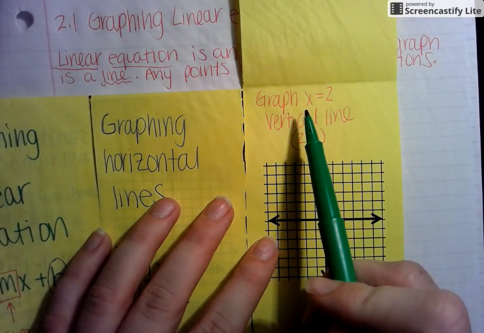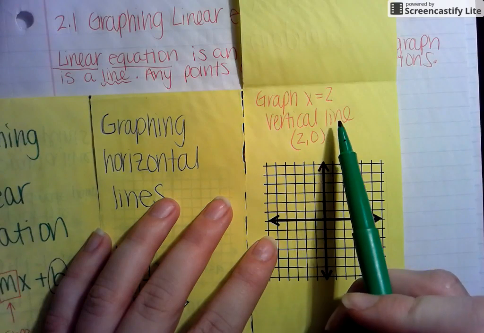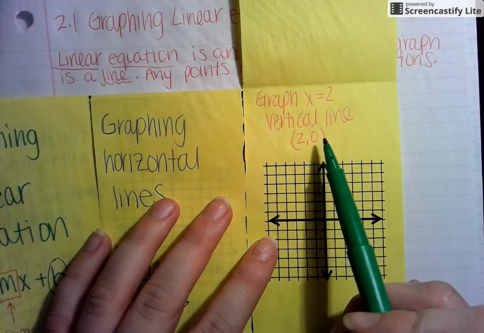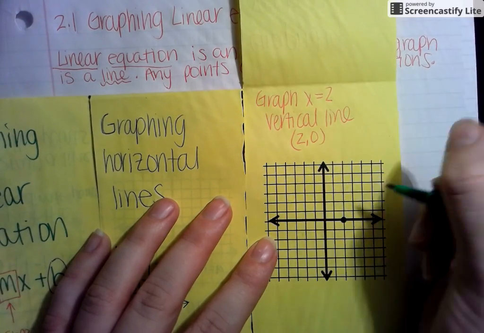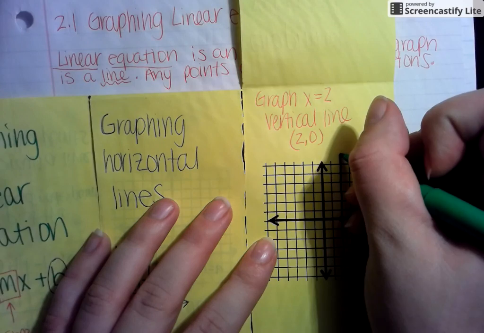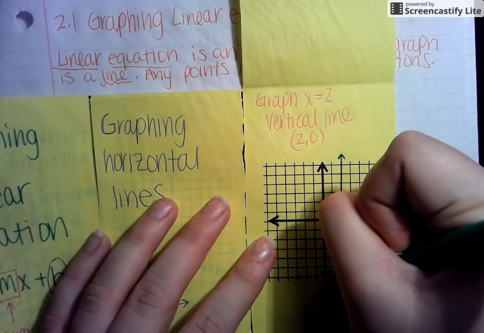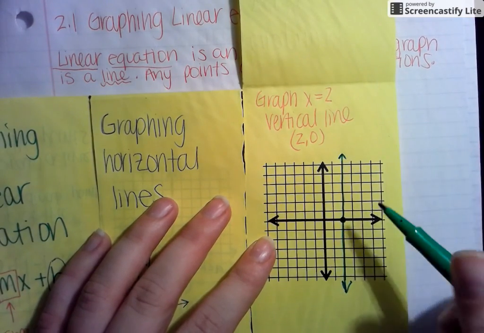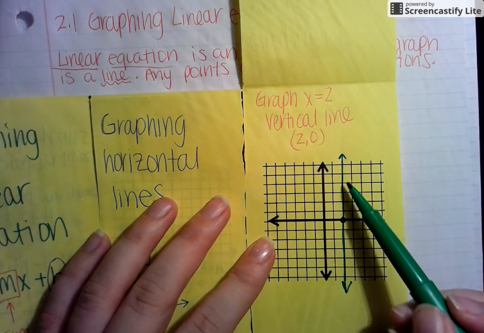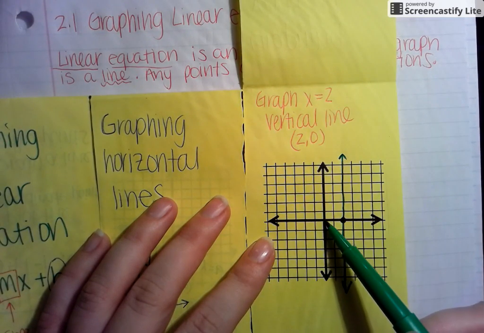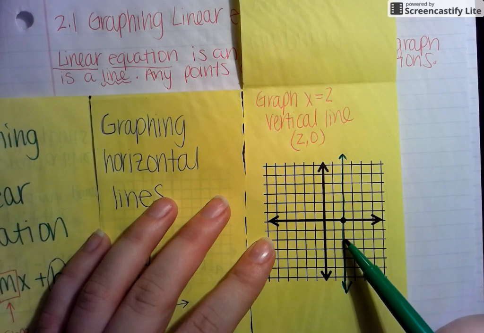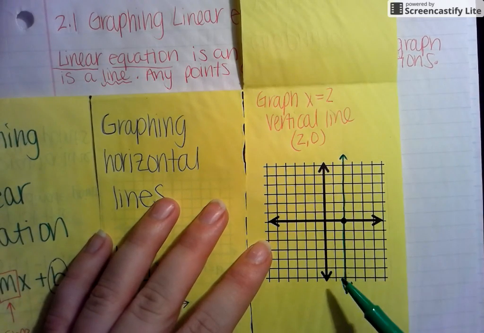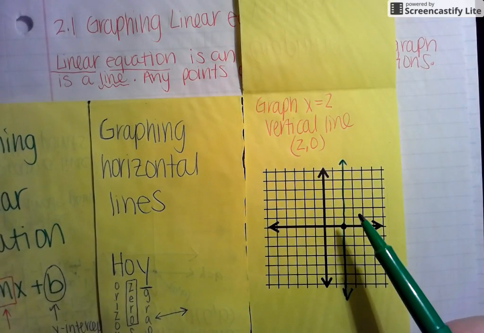Now we're going to graph x equals 2. It's going to be a vertical line that goes through 2, comma 0. So I'm going to go over 1, 2, plot my point, and then draw my graph up and down, or vertical. If you notice, all of these x values are 2. So I would have 2, comma 1, 2, comma 2, 2, comma -1, 2, comma -2, and so forth. All of these x values are equal to 2.